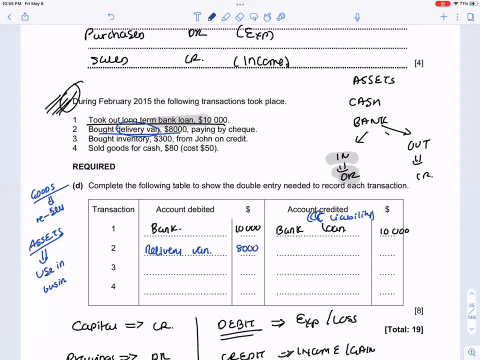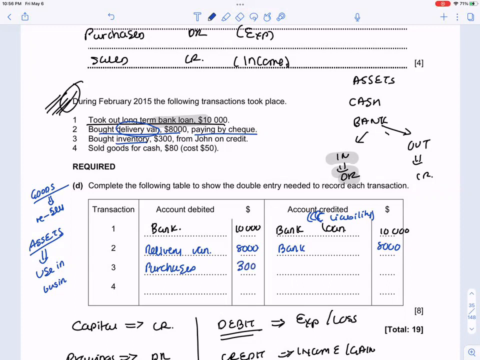Okay. What is going out? 8,000, or money, because you're paying by cheque, so bank. 8,000. Come on. Inventory is assets or goods? Asset. Do you use the inventory or do you sell your inventory? You sell it. Okay, so it's a good. So when you buy goods, you will use the word purchases. And purchase is always debiting.